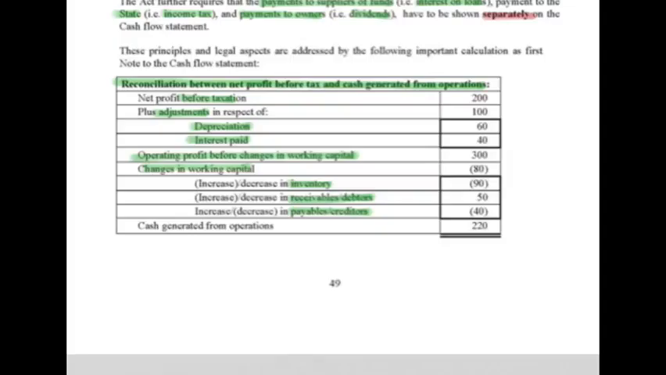And after I've considered those changes, I add up my operating profit before changes plus or minus my changes in working capital, and then I'm left with my cash generated from operations.